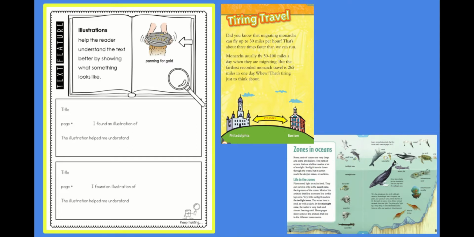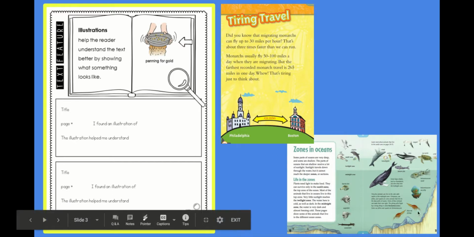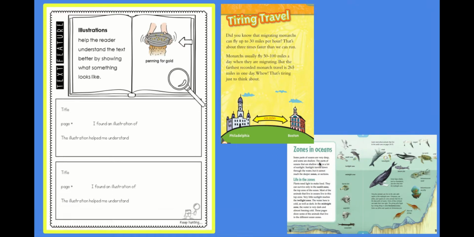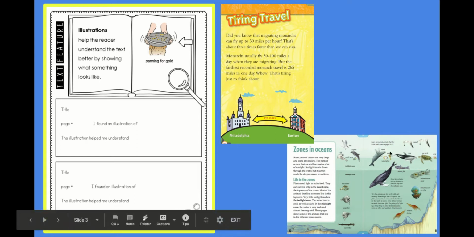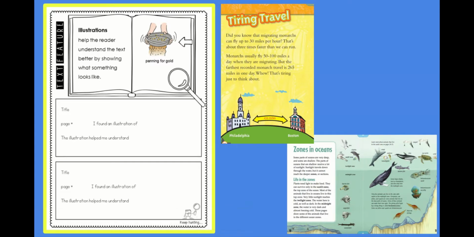About. This picture down here, I'm reading in a book on Epic about sea creatures. And this illustration is talking about zones in the ocean, and not only the different zones in the ocean, but where different species or animals live pertaining to each zone. So, this illustration is helping me understand where these animals live, depending on their zone, what they need to survive, and how close they are together.